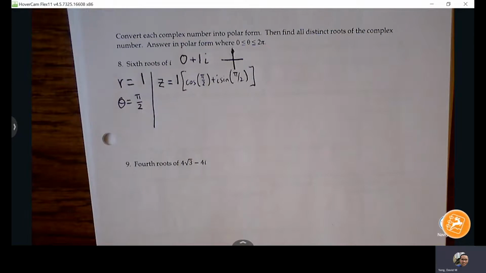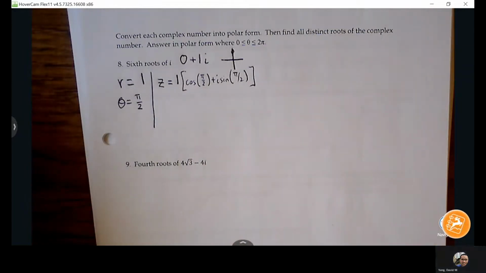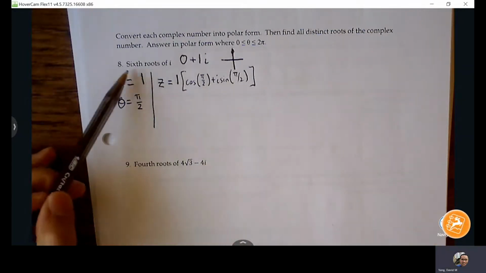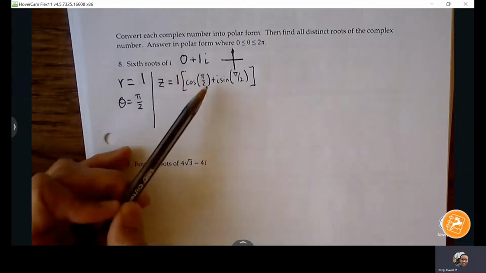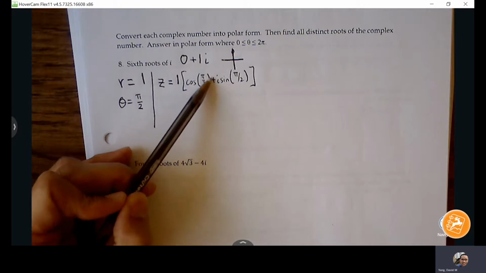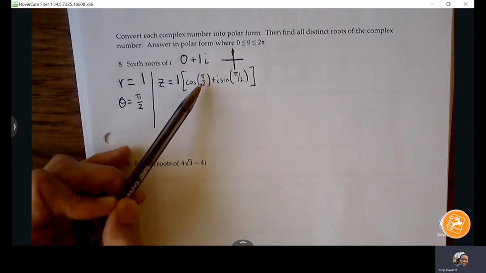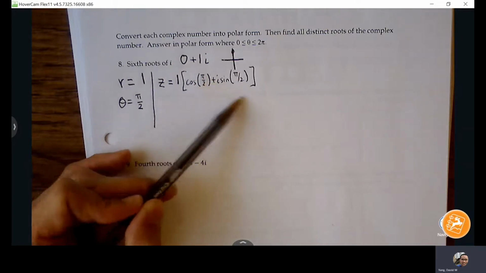Okay, that's the first step, right? Get that polar form going. And now the second step is we want to find the 6th root. So we want to find the 6th root of 1, and then here we've got to divide by 6, which is probably an easier thing in terms of multiplying by 1/6. Okay.